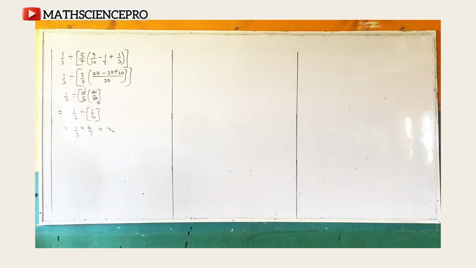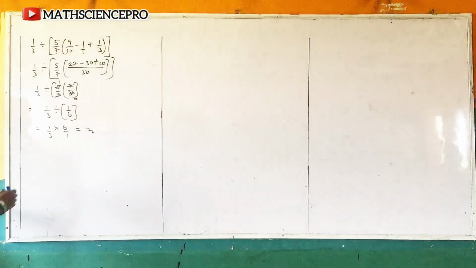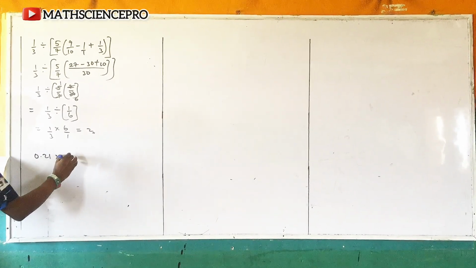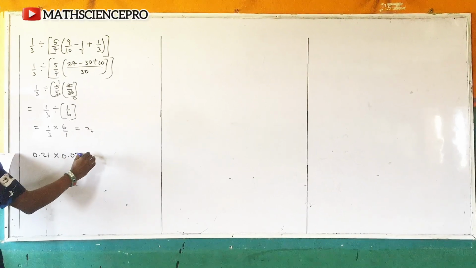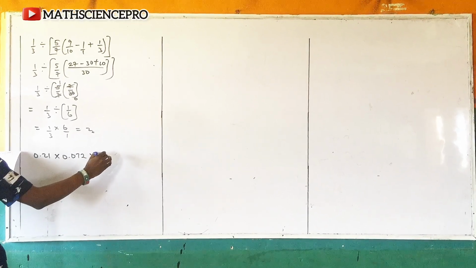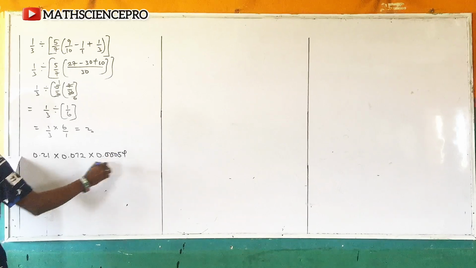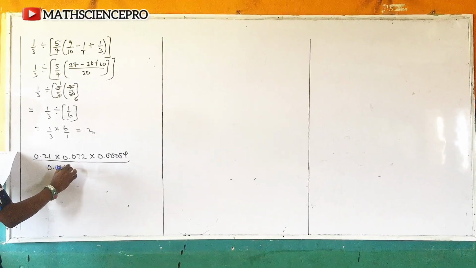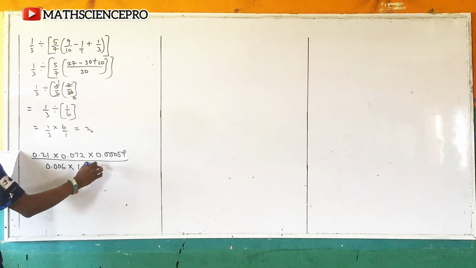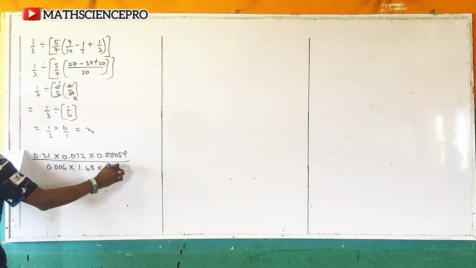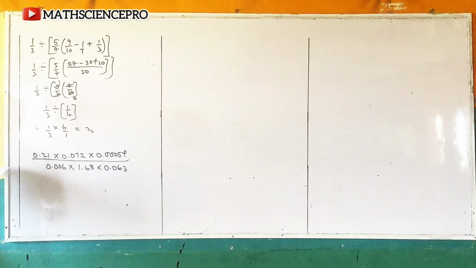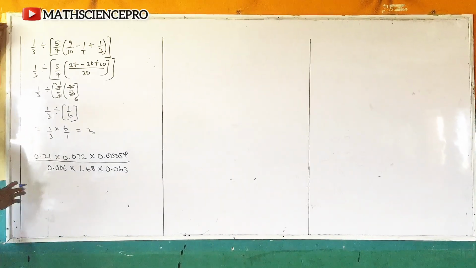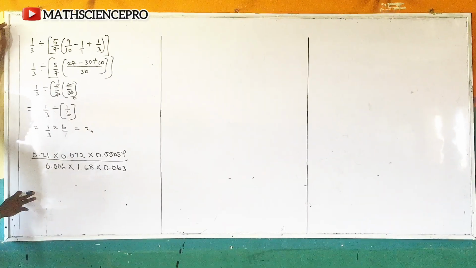Alright, so up to the next question. So I have 0.21 multiplied by 0.072 multiplied by 0.00054 all divided by 0.006 multiplied by 1.68 multiplied by 0.063. So we have to evaluate this, putting our final result in standard form.